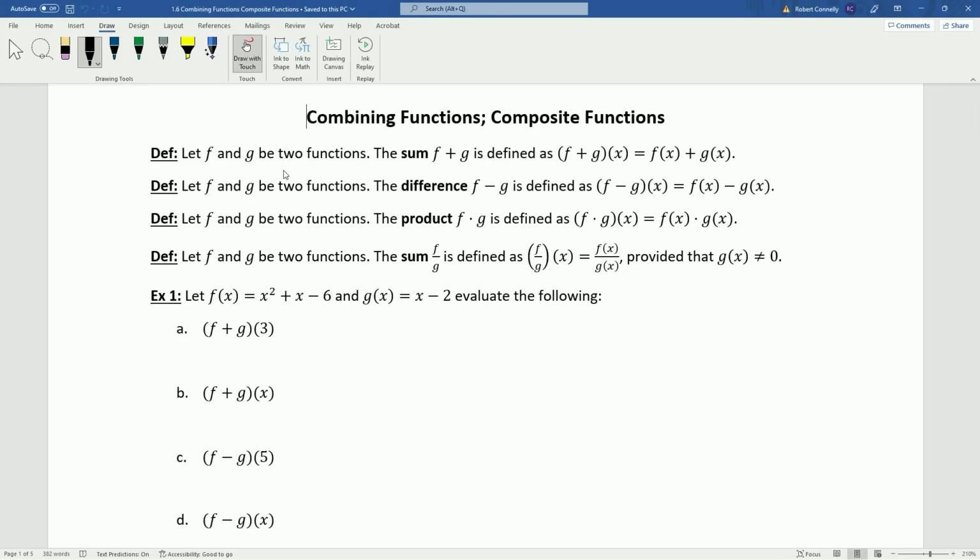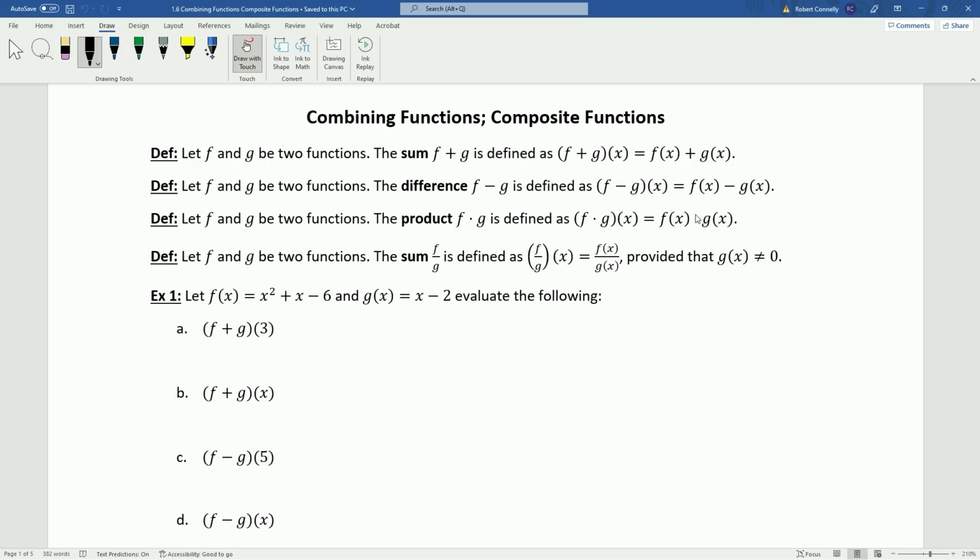So let f and g be two functions. The sum, f plus g, is defined as f plus g of x equals f of x plus g of x. The difference, f minus g, is defined as f minus g of x equals f of x minus g of x. The product, f times g, is defined as f times g of x equals f of x times g of x.